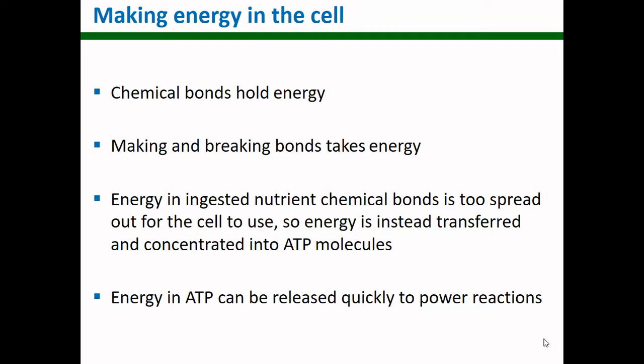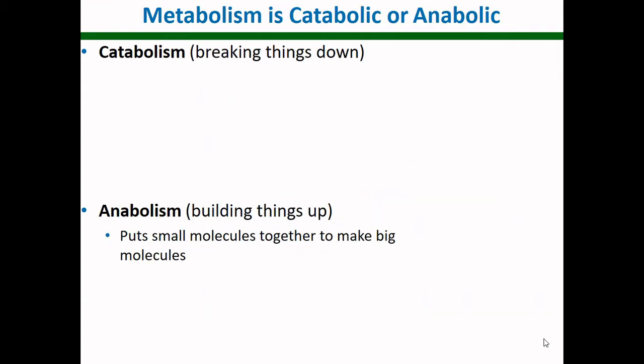Cells and organisms take in energy in the nutrients that they ingest, but the chemical bonds holding the energy in those nutrients are too spread out for the cells to use efficiently. So the energy from the chemical bonds in the nutrients has to get compiled together, transferred and concentrated into ATP molecules. And the ATP can then release that energy quickly to power cell reactions.